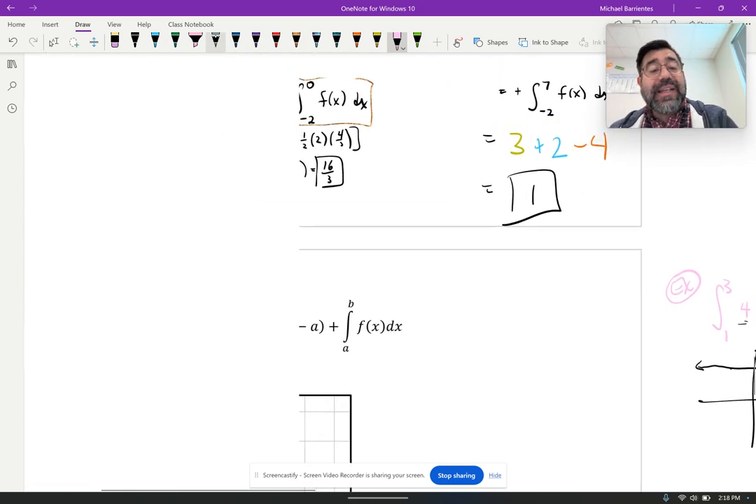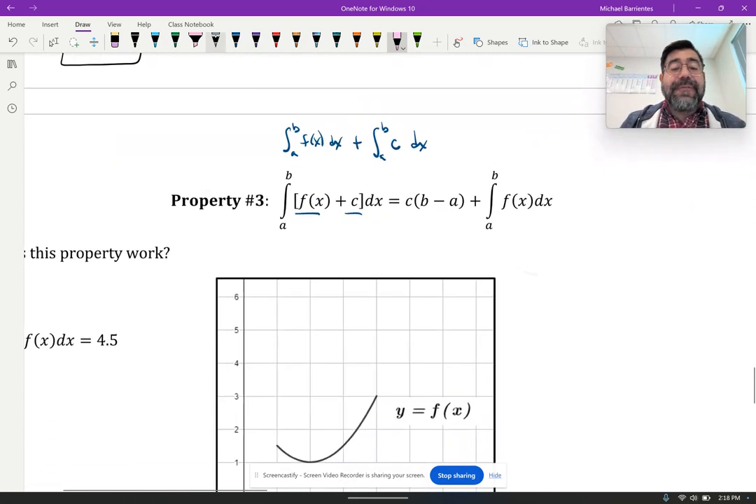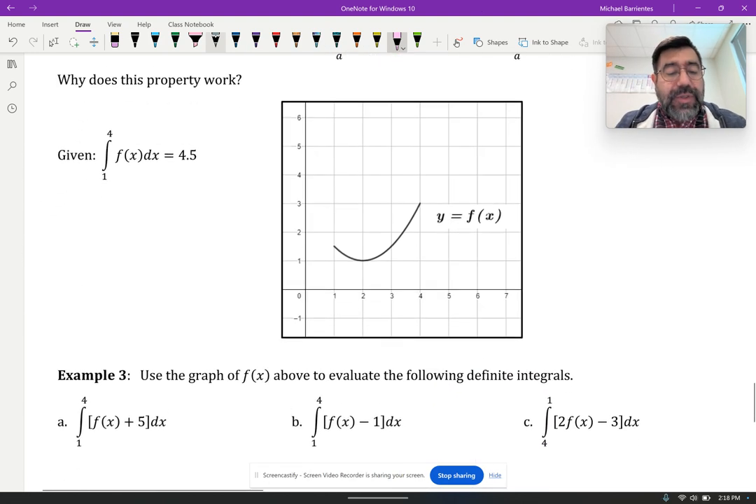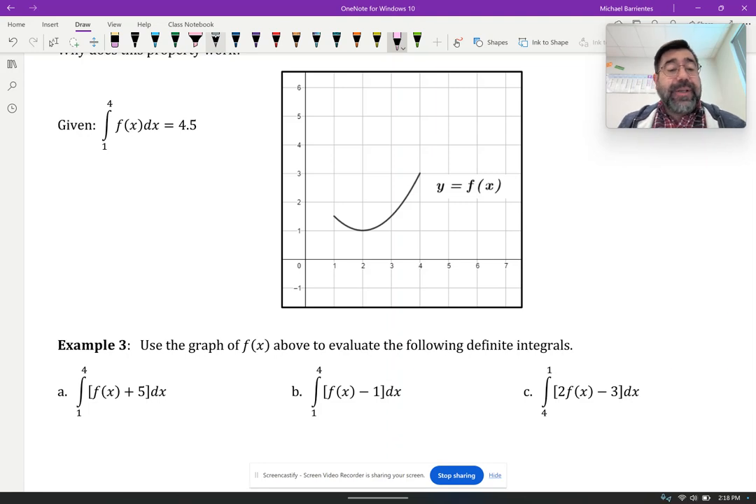So whenever I have a function plus a constant, I do the integral of the function the way we've been doing it, which is this part. But to find the integral of a constant, we're really just finding the area of a rectangle where the constant c is the height and the base is just the distance between b and a. And that's it.